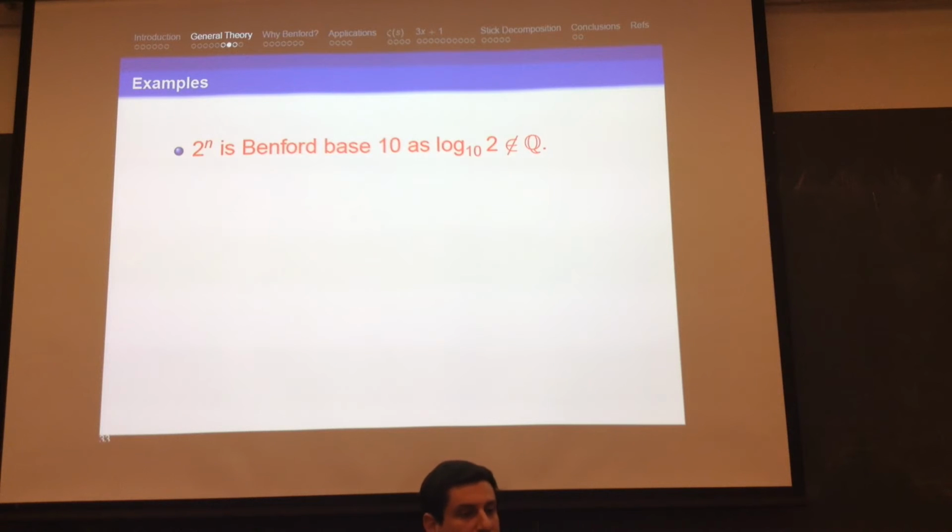2 to the n is Benford base 10 because the log of 2 base 10 is irrational. So now, if we look at 2 to the n, if we take the logarithm of this, we get n times the log of 2 base 10. The log of 2 base 10 is irrational, so by our theorem, the fractional parts of n log 2 are equidistributed, so when you exponentiate, you get Benford.